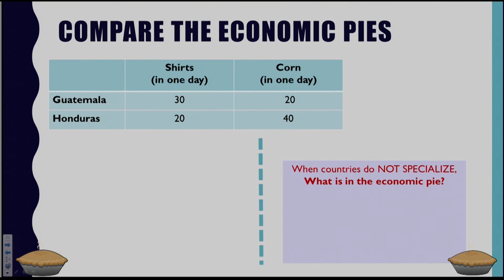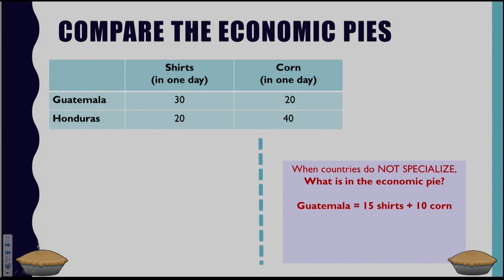Now let's compare to the situation where the countries do not specialize. Remember, we're making the assumption that you're going to spend half of your time producing shirts and half of your time making corn. I could do it different ways, 1/3, 2/3. There's a whole range of combinations that would work. I'm just making the math easier. So let's take a look.